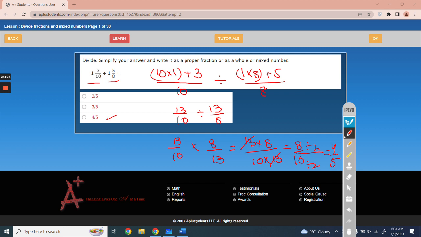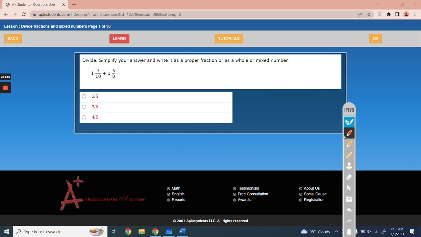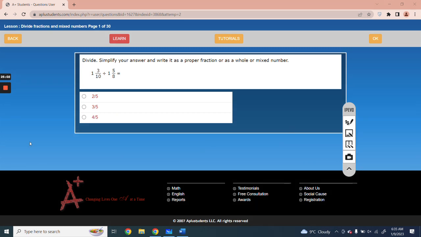Now just replace the division sign with multiplication and take the reciprocal of the term right after the division sign. So it would be 8 over 13. You can cancel 13 because it is a common number in both numerator and denominator. So we are left with 8 over 10. Just look for a common number that can divide both. Yes, it is 2. So 2 times 4 is 8, and 2 times 5 is 10. So it is 4 over 5. The correct option is 4 over 5. Let's just move on to the next question.